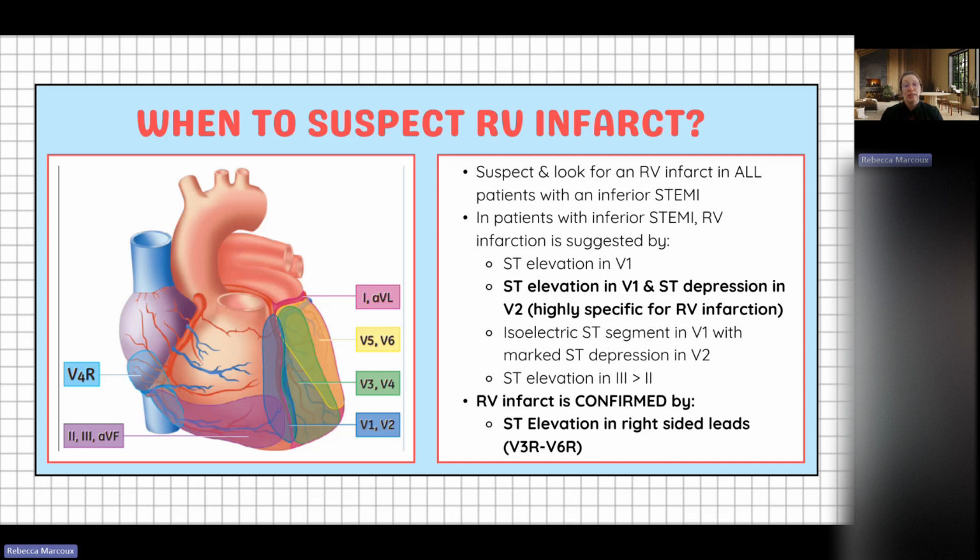Or then we look at the limb leads and you might see ST elevation greater in lead 3 than lead 2 on our inferior leads. So these are just little bits and bobs that you can watch for if you're more advanced in ECG interpretation. But ultimately, what I want you to be thinking is: inferior infarct, let's check the right ventricle.